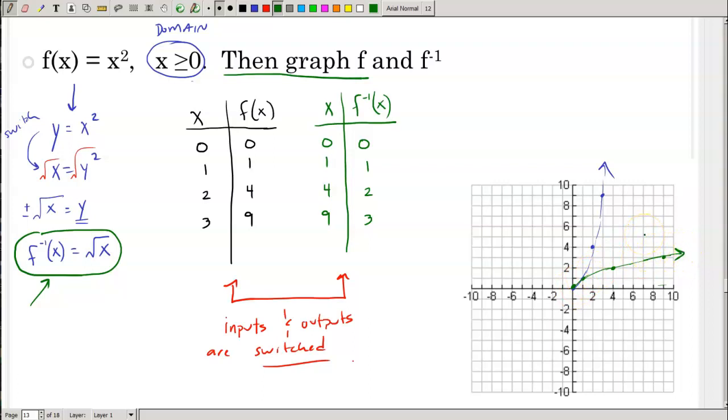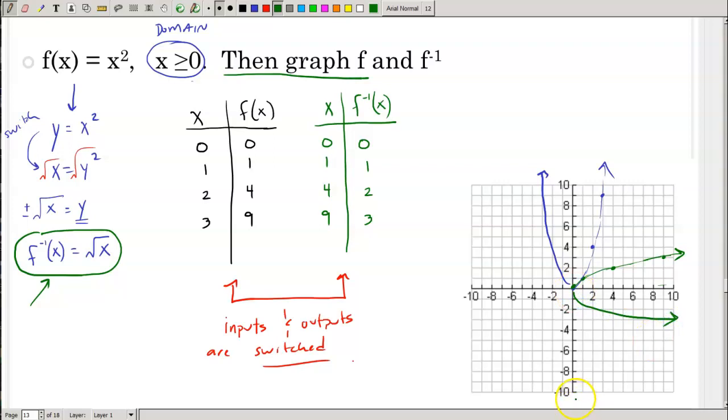Now, taking this one step further, you might be wondering, why in the world am I even doing this domain thing right here? Why am I restricting the domain for this original function? What was the purpose of that? So here's the reason, most likely, why we restricted that domain. If we didn't restrict the domain, we would have had this parabola go like this, and therefore the inverse would have gone like this.